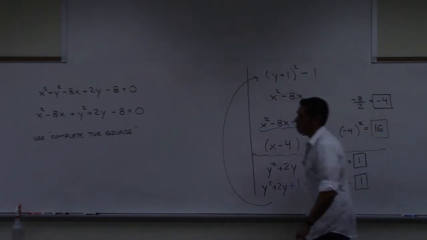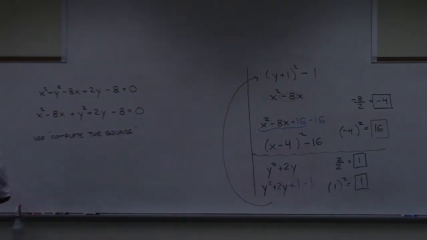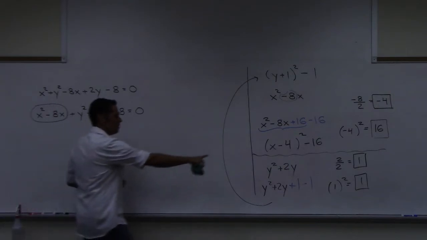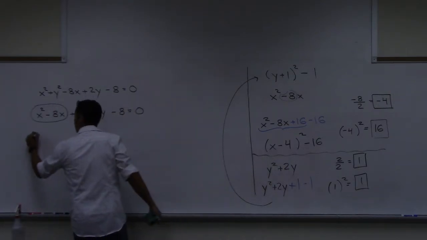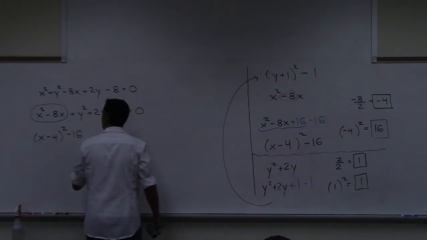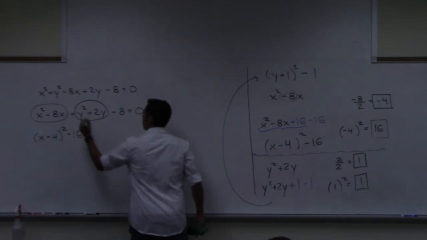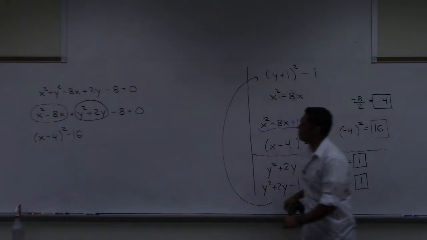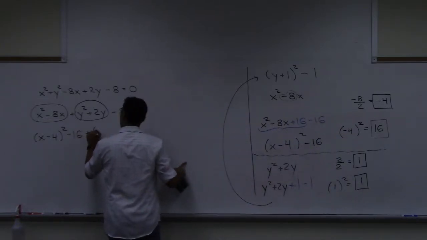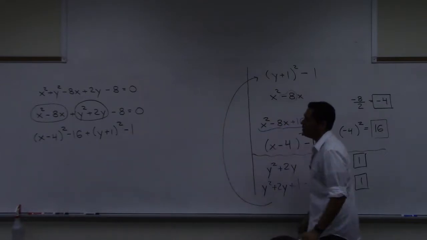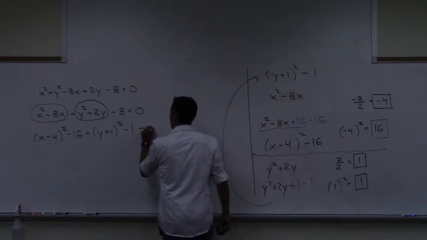So now I can come back here and I can continue where I was, right? I'm going to erase this. And I know that these two right here became this, right? So I have x minus 4, that quantity squared, then I had minus 16. And then I have these two terms, which became this, right? So plus parentheses y plus 1 squared minus 1. Then what do I still have there? Minus 8 equals 0.